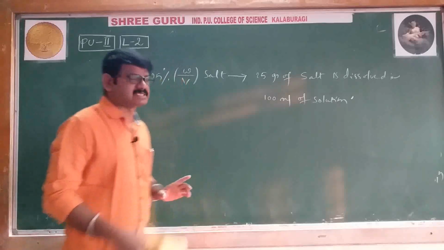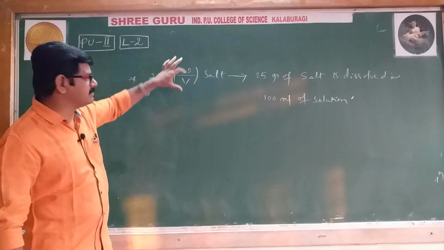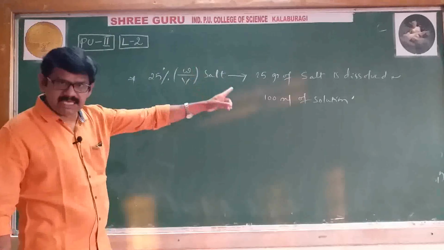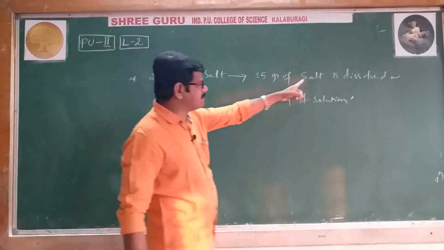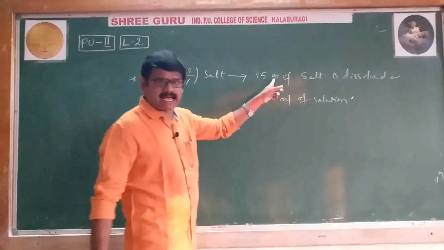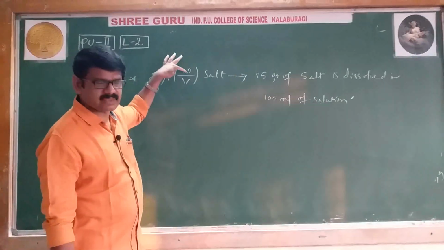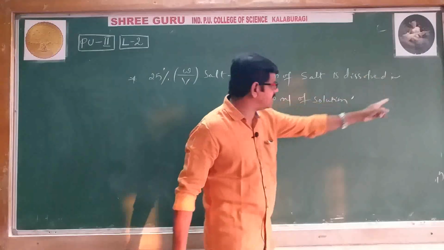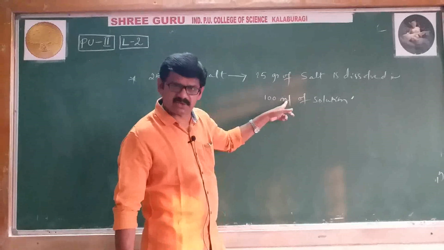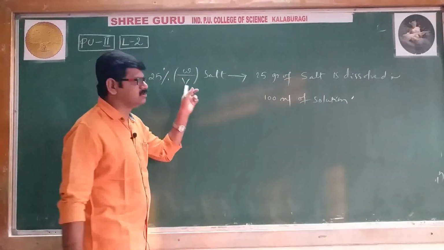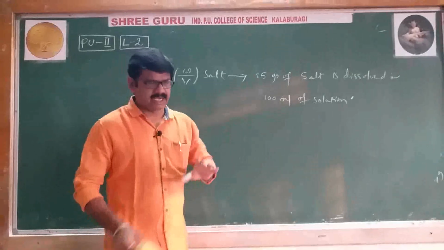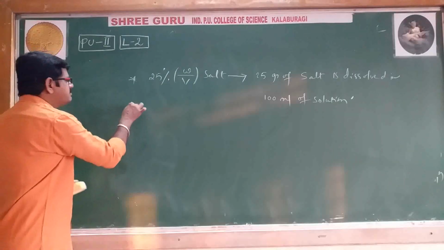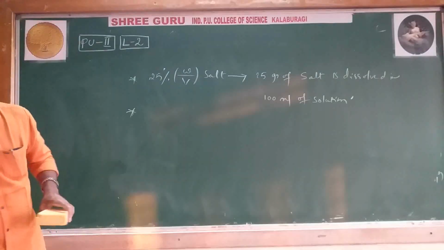Please try to understand once again. 25% W by V salt means 25 grams of salt. Why are we using grams? Because it is a mass. Then 25 grams of salt is dissolved in 100 milliliters. Why are we using milliliters? Because it is the volume of a solution. That is one point.